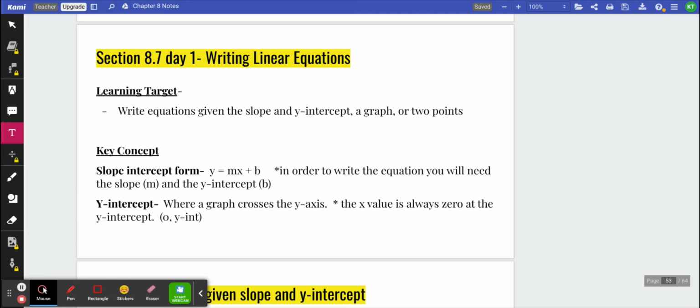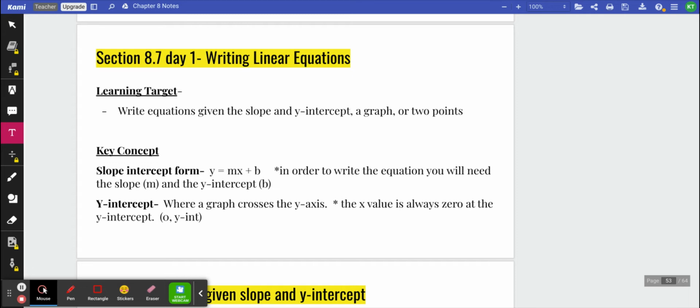All right. Had a great time doing the live lesson on section 8.6. Hopefully, everybody did a good job on that homework. Have a good understanding of graphing using slope intercept form.